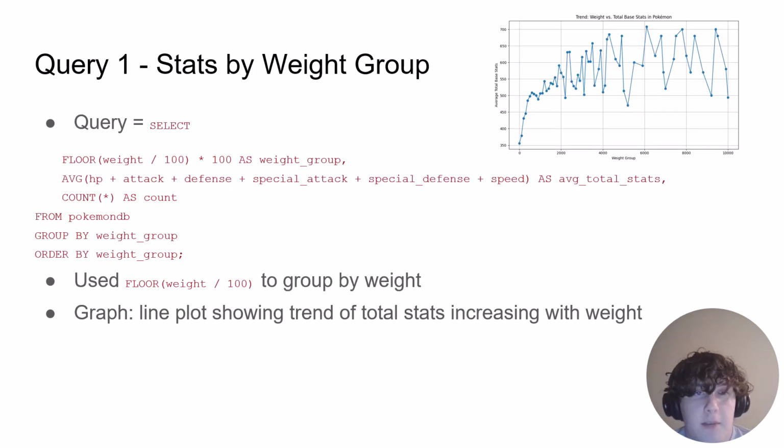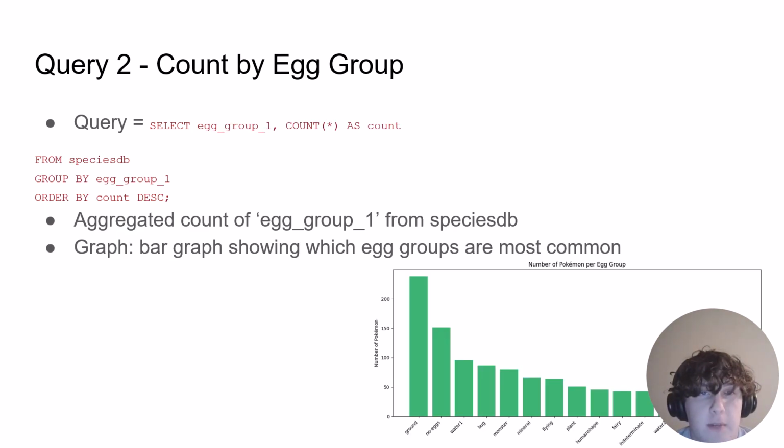The first query I did was stats by weight group, where I used a floor of weight divided by 100 to group by weight, and I created a line plot showing the trend of total stats increasing with weight, which makes sense. The next query was count by egg group, where I aggregated the count of the egg group 1 column from species DB, and I created a bar graph showing which egg groups were the most common.